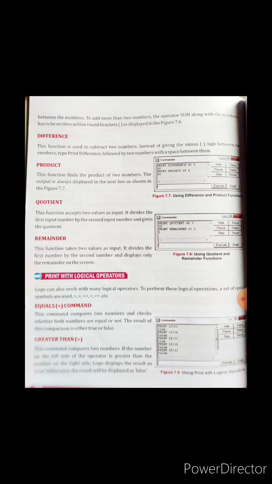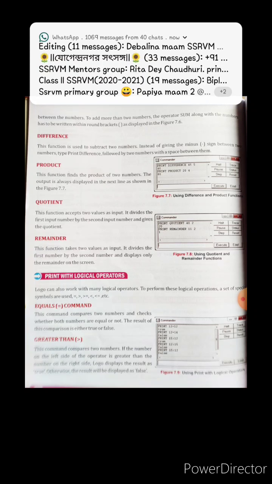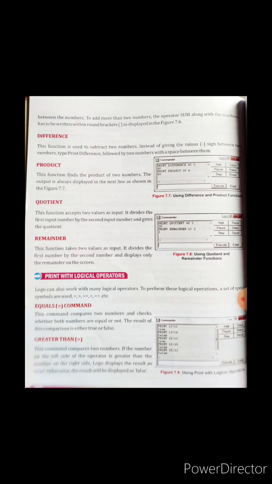Now the last ones, the difference, product, quotient. As I have told you, the result that comes from subtraction is called difference. The result that comes from multiplying two numbers will be considered as product, and the result that comes from division will be considered as quotient. But in case of division, one more thing is there, it's called remainder.